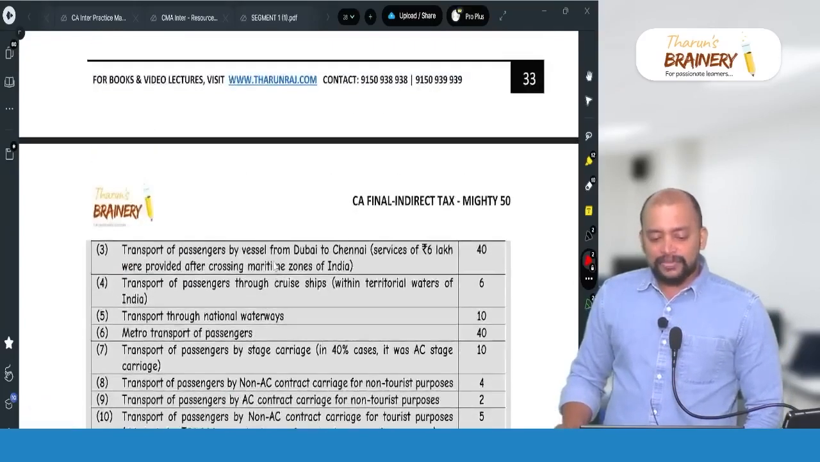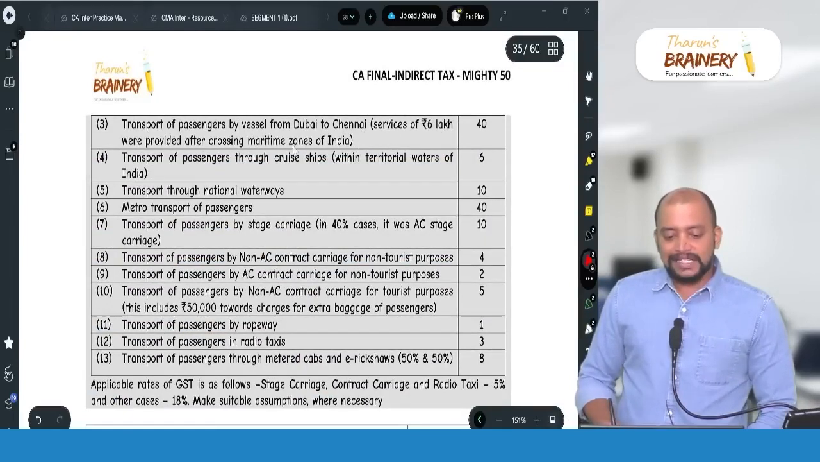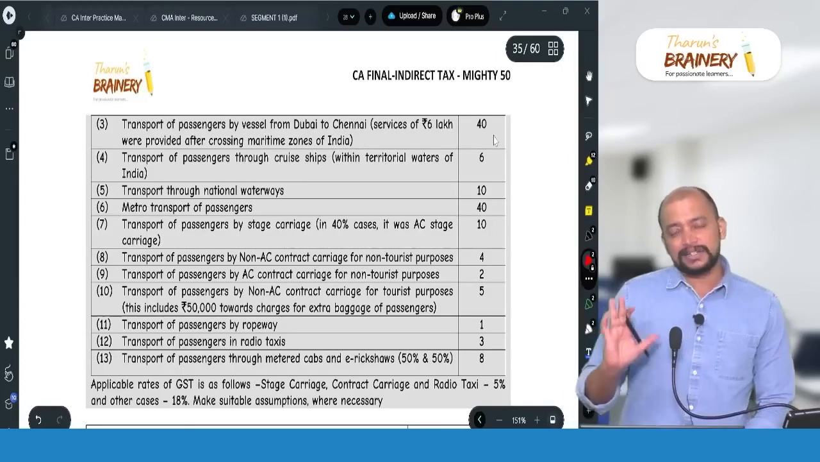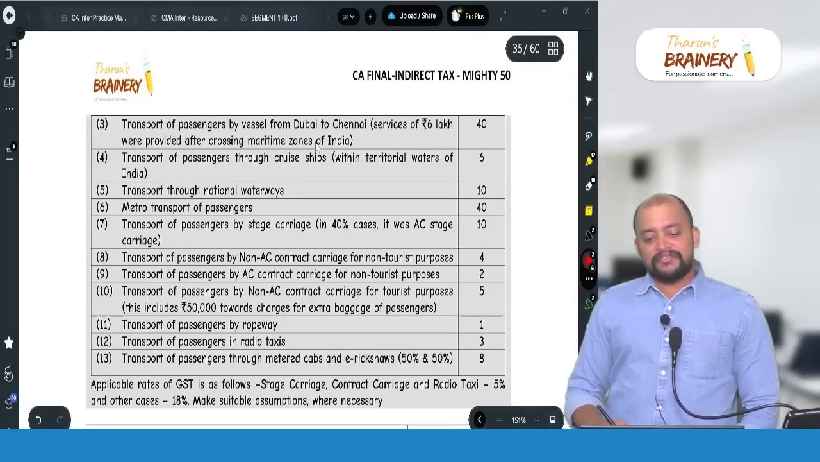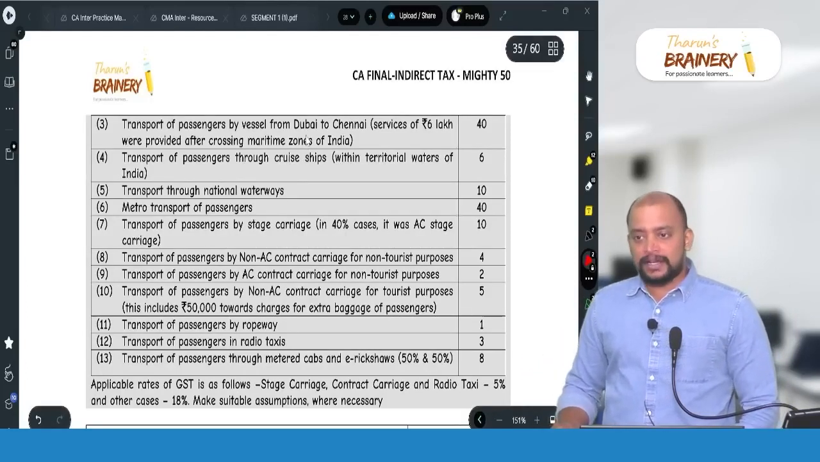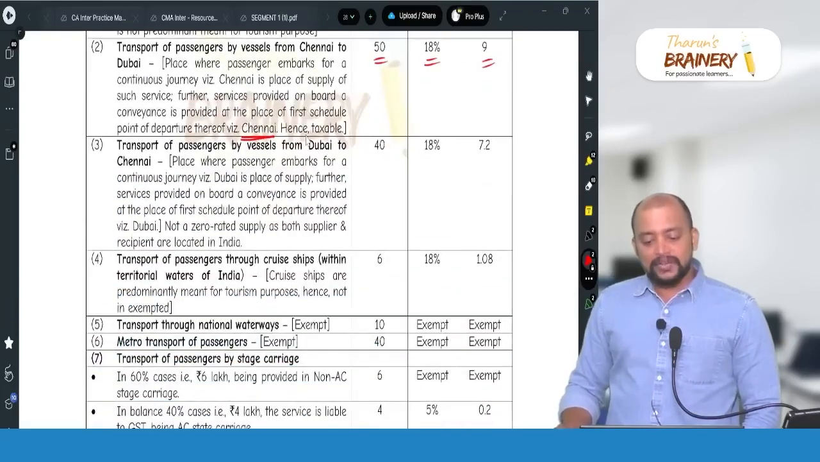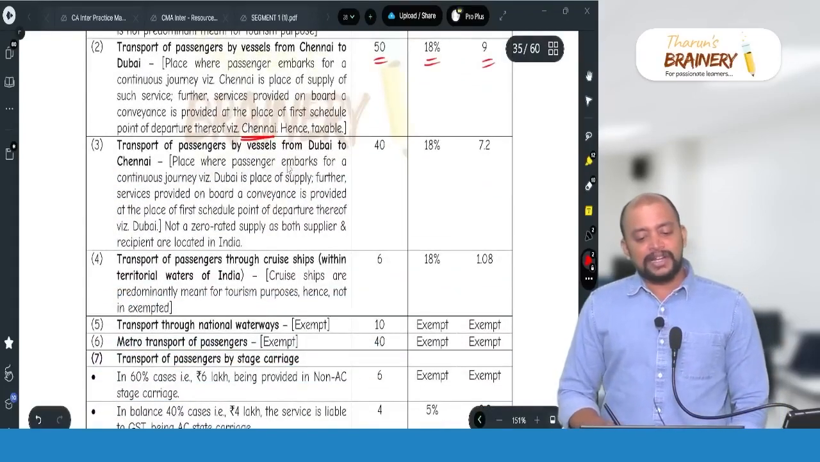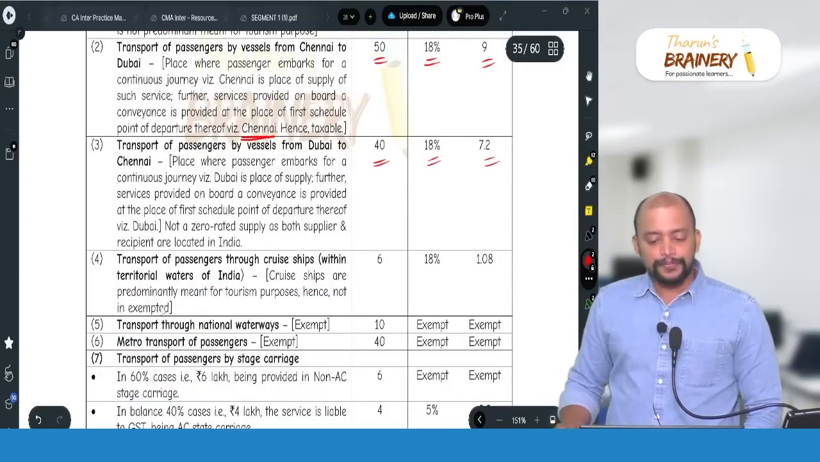Then number 3, transportation of passengers by vessel from Dubai to Chennai. Service of 6 lakhs were provided after crossing maritime zones of India, 40, first. Actually, exemption wise, we don't have any exemption. Place of supply, if you see, starting point of the passenger, Dubai. But both supplier and recipient are located in India. But the starting point of the passenger is Dubai. Still, it will be taxable. It will not come under zero rated and all. So, 40 lakhs into 18%, 7.2.